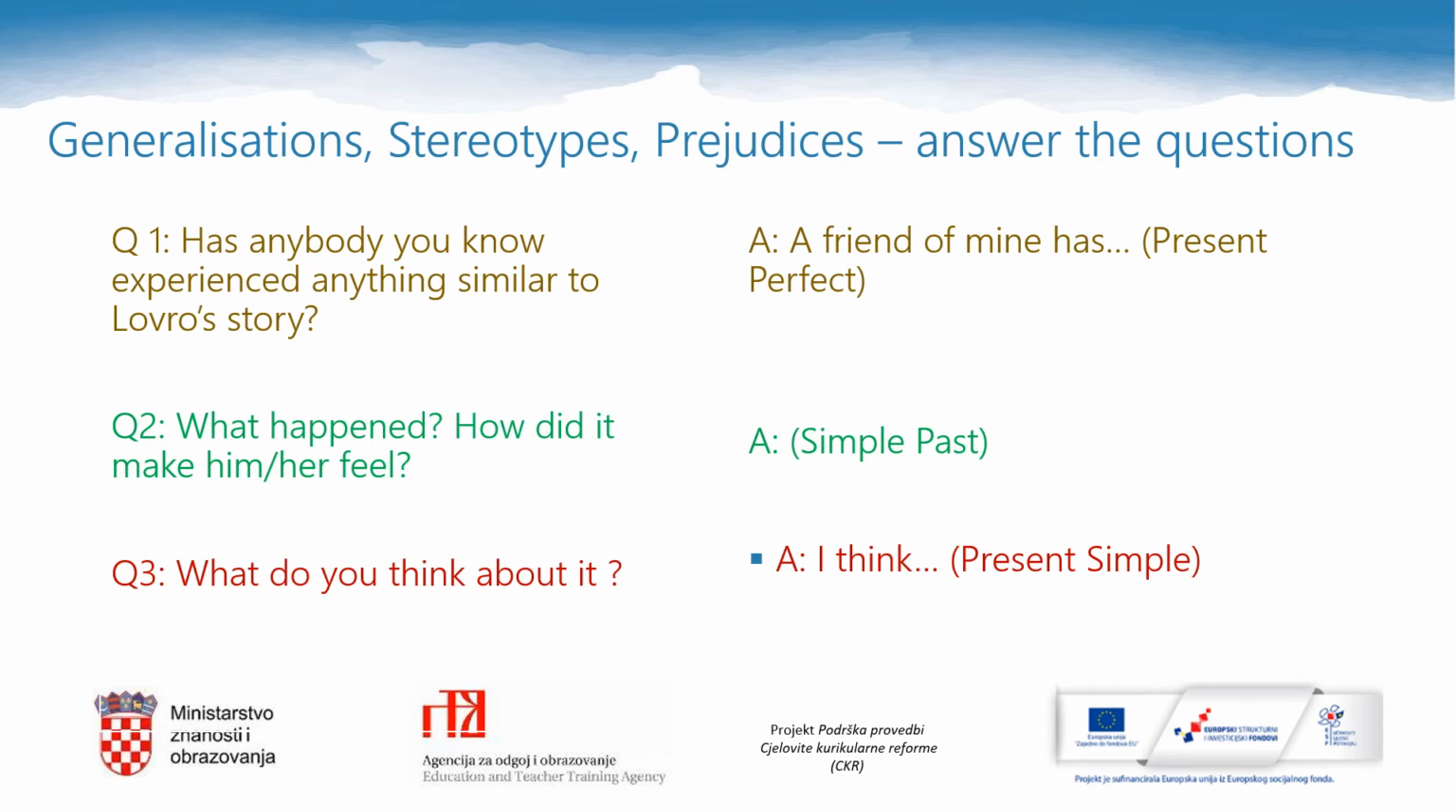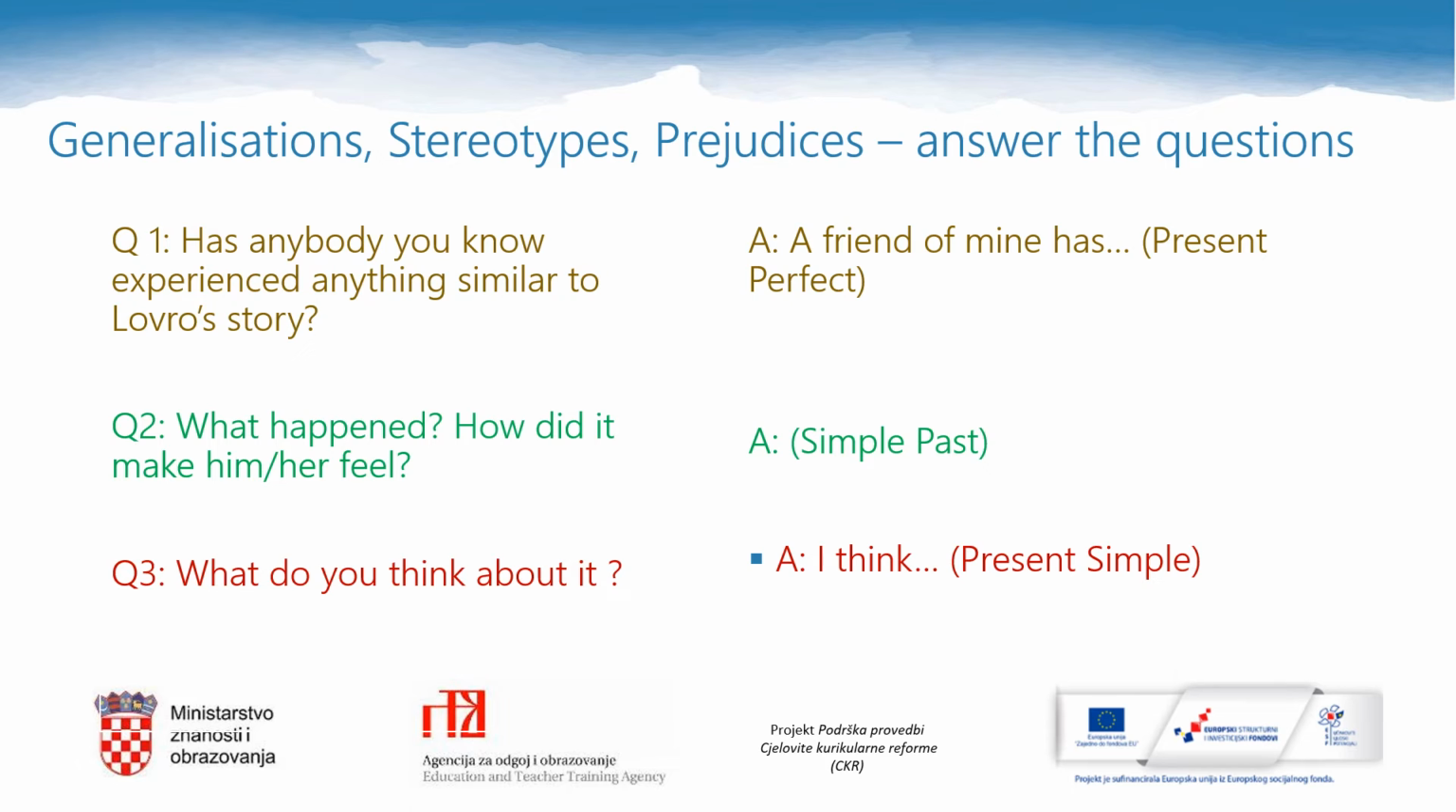After reading and analyzing the text about Laura, let's turn our focus, our attention to your own life, to your own identity. Please read carefully the questions that you can see on this slide and answer them about your life. Has anybody that you know experienced anything similar to Laura's story? In your notebook, start your answer. You can say, a friend of mine has, or you can say, I have experienced something. Please be careful to use the present perfect.